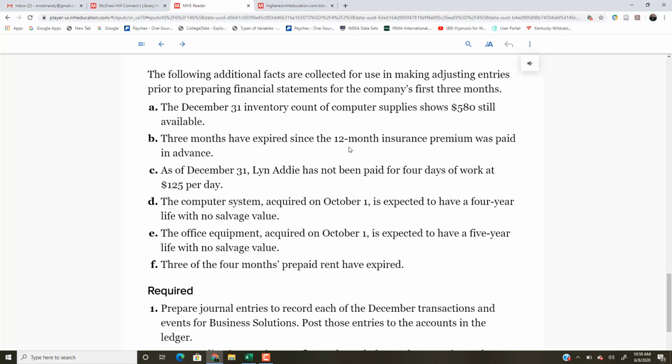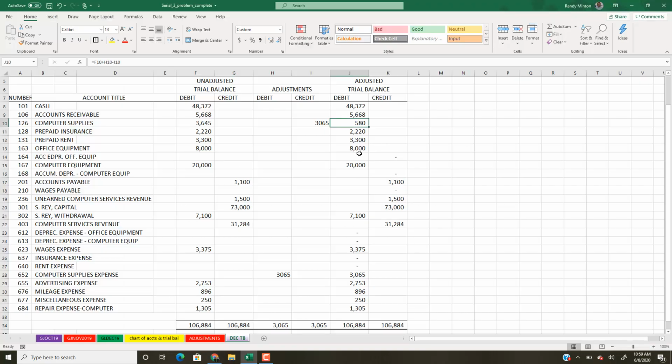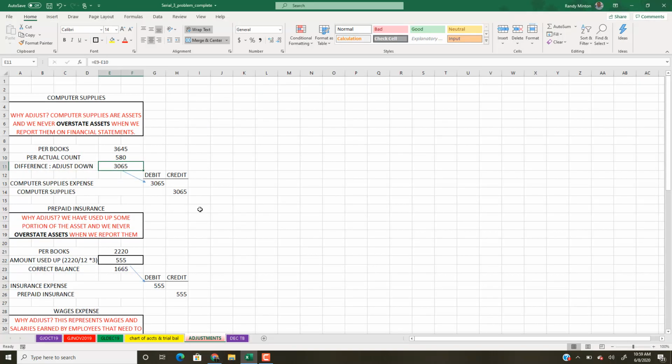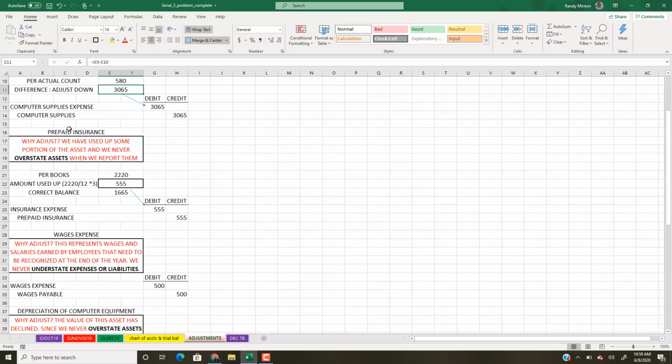The second one: 3 months have expired since the 12-month insurance premium was paid in advance. All right. So let's go back over here to our adjustments and see how we handle this. Here's our prepaid insurance. We bought it for $2,220 and it's a 12-month policy. So how much have we used up? Well, we would take the amount, divide it by 12, because that's how many months we bought, and multiply that times 3, and we'll get $555. That's the amount of insurance that we've used up.